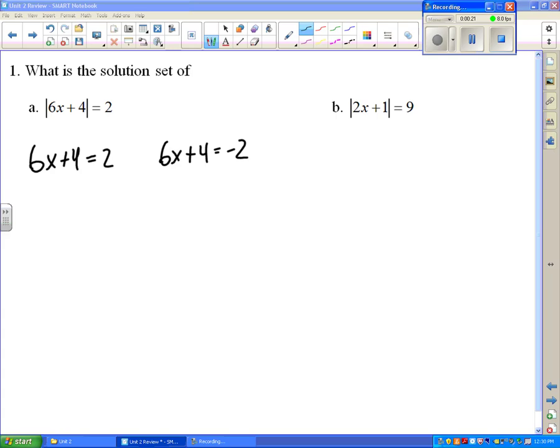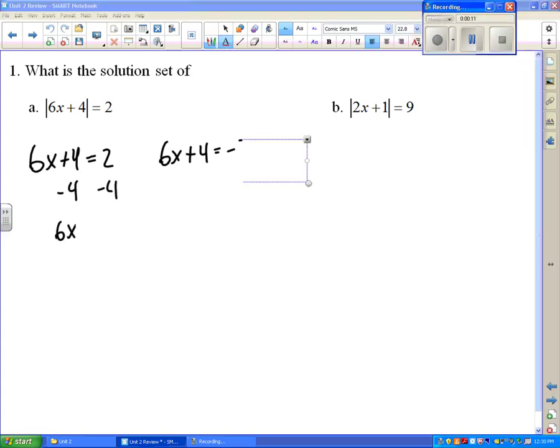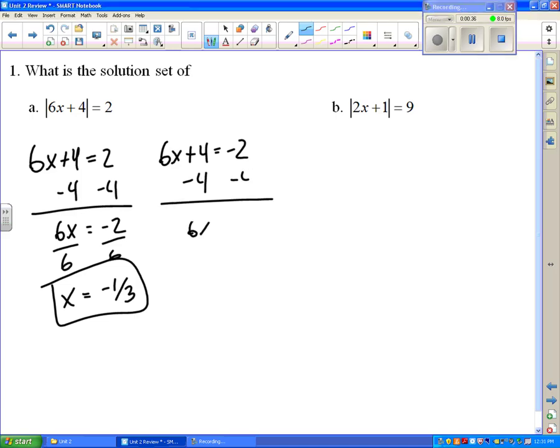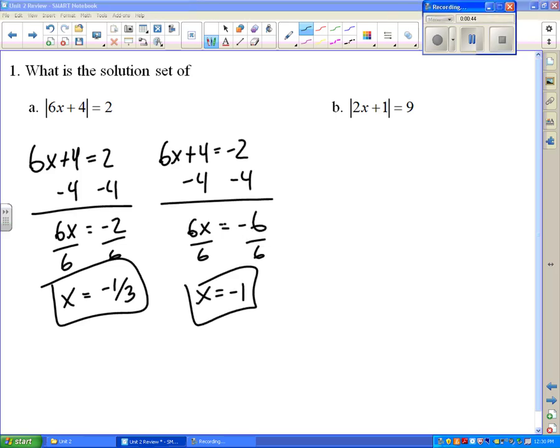We're going to solve them using the same steps, so we're going to subtract 4 from both sides. We get 6x equals negative 2, divide by 6, divide by 6. And we get x equals negative 1/3. Same steps here, subtract 4. 6x equals negative 6, divide by 6, and we get x equals negative 1.